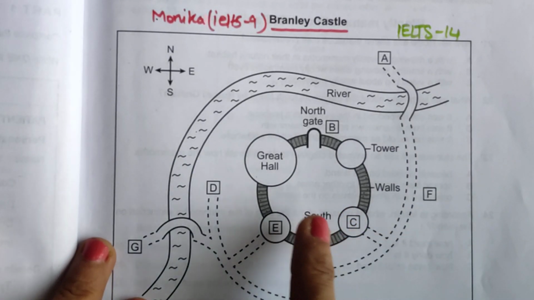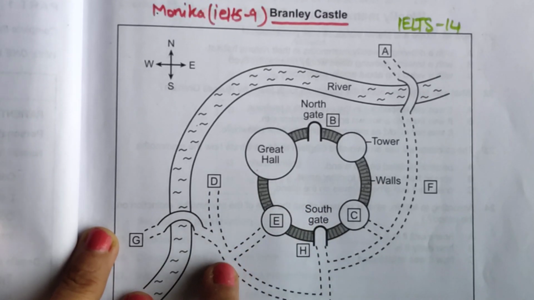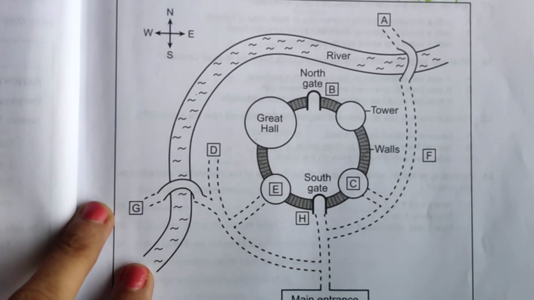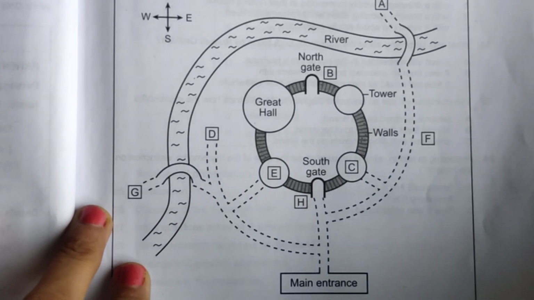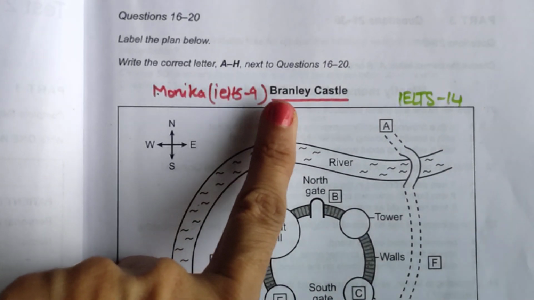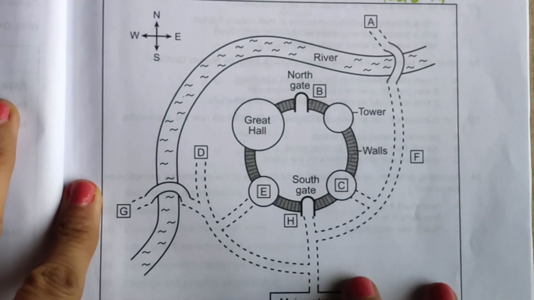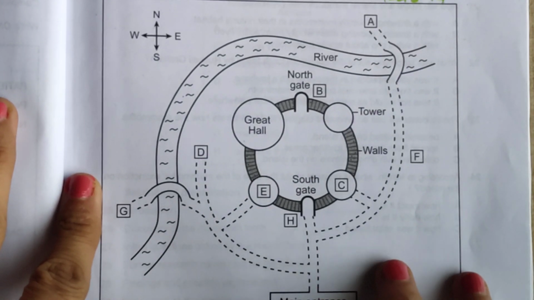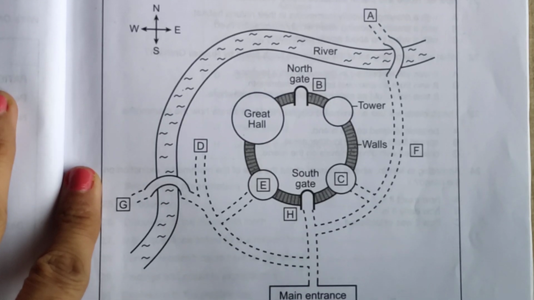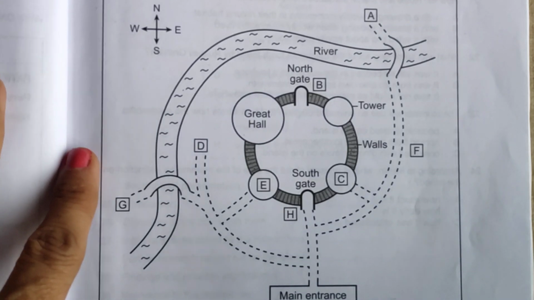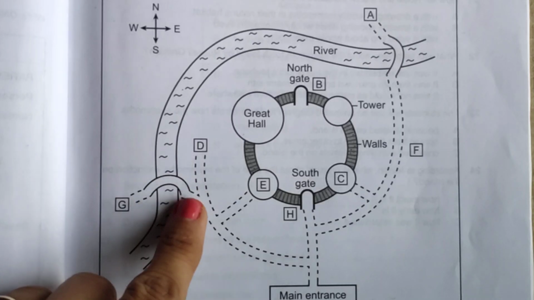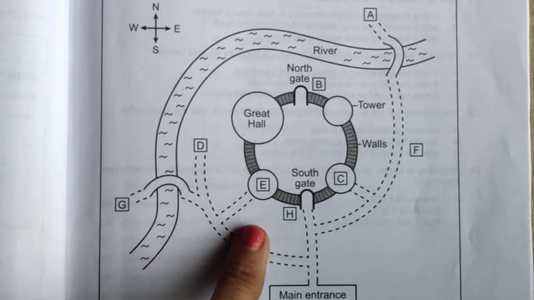Whenever you are provided a diagram kind of thing, you can see this. This is a diagram they have given. The name of the map is Branley Castle. When the speaker says to have a look at the questions from 16 to 20, what important thing are you going to note down?